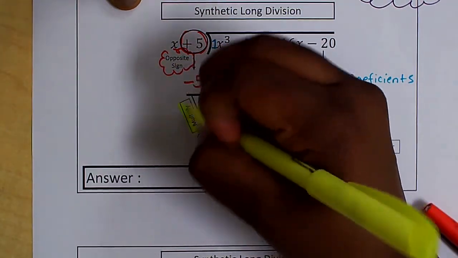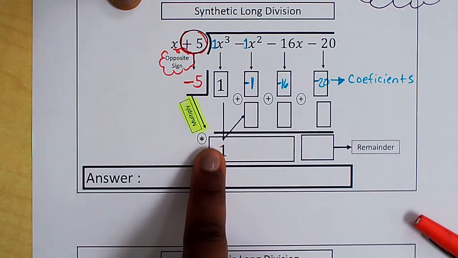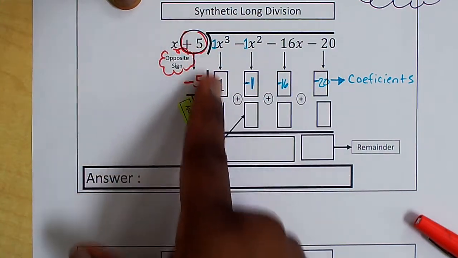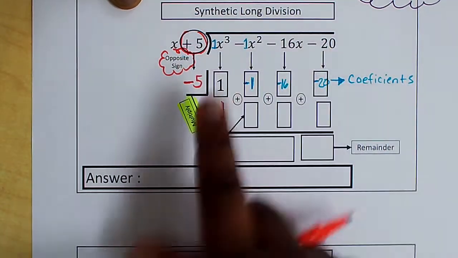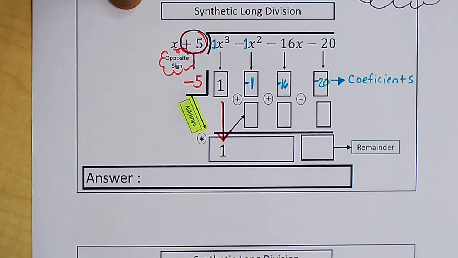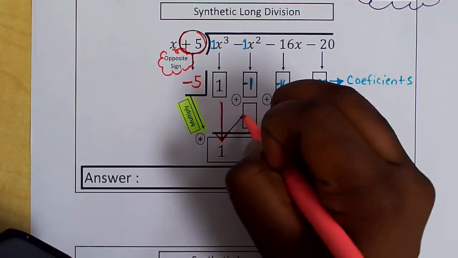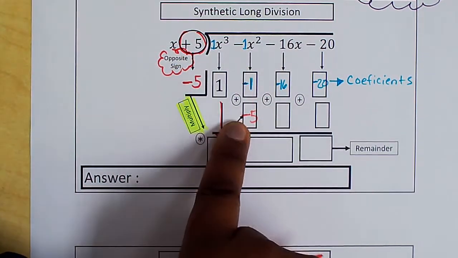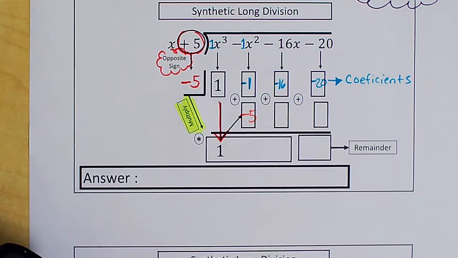Now we're going to multiply. What are we multiplying? We're always multiplying the number that's here, -5, times the numbers that's here. The first number I'm going to multiply is my first coefficient. In this case, it is 1. So I dropped it all the way down. We're going to multiply -5 times 1. That is going to give me -5. So I'm going to write that number here. Now, after we have our number here, we're going to add them together. So -1 plus -5 is -6.